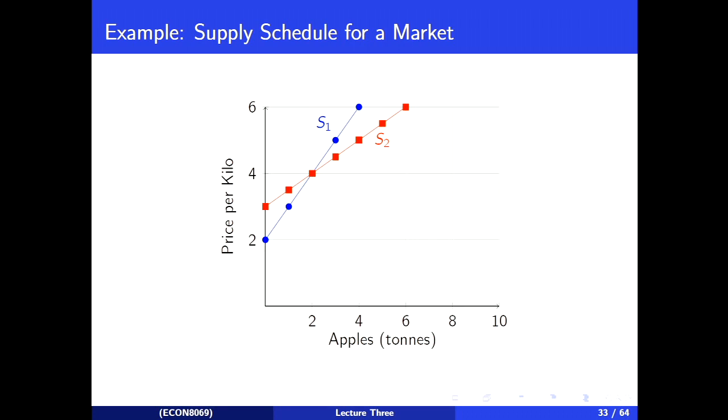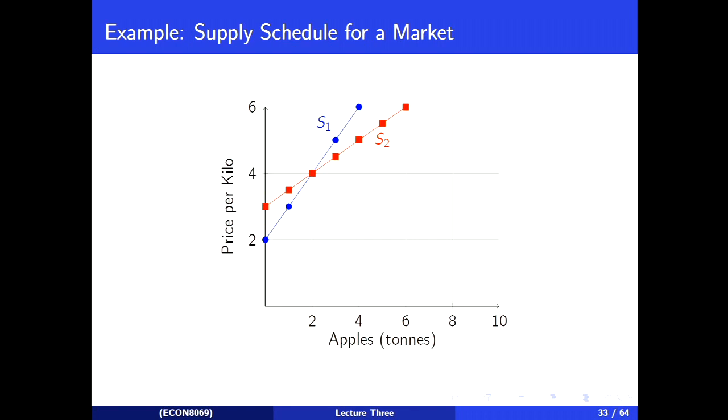So this is our supply curve 1 and 2. And we can talk about the market supply curve, right? What does the market supply curve for apples look like? Well, at a price of $2, firm 1 produces nothing and firm 2 produces nothing. So the market supply curve is going to go through this point here. $2, no production.